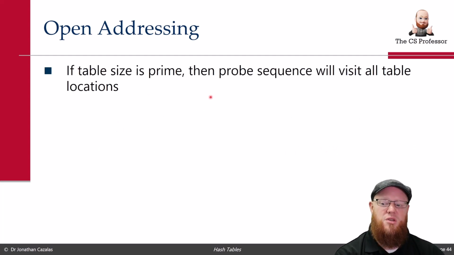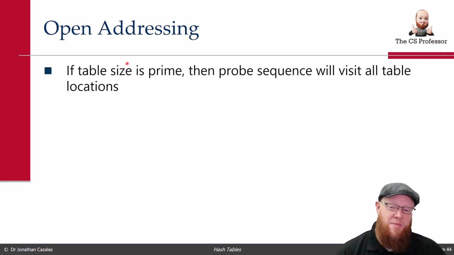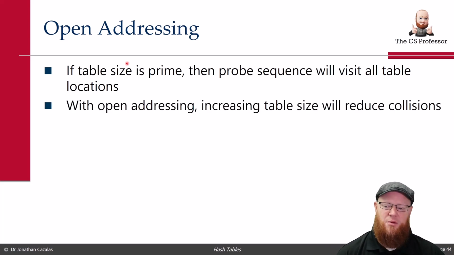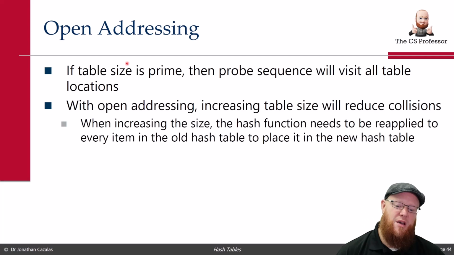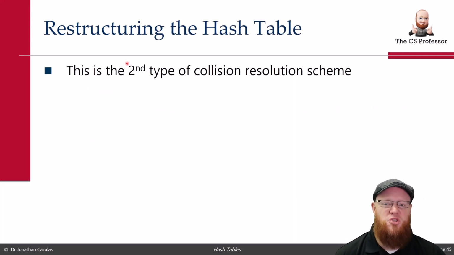It's important to know that if the table size is prime, the probe sequence will visit all indices of your table. That's a big deal, because we want to distribute items as evenly as possible. If your table size is prime, your second hash function designed well will visit all indices of the table. With open addressing, of course, increasing the table size will reduce collisions. When you increase your table size, though, you're using more and more memory. What are the other two options?